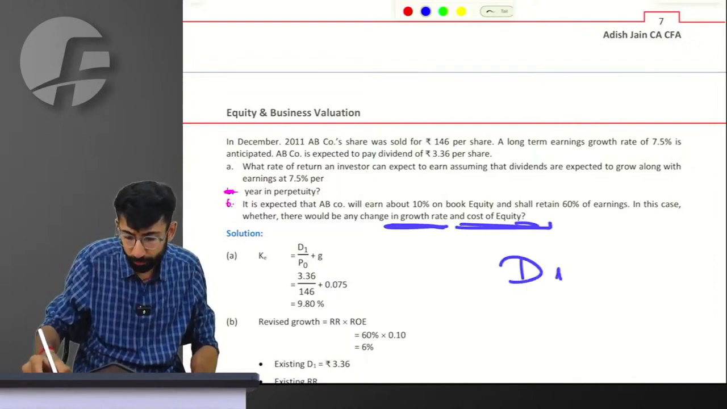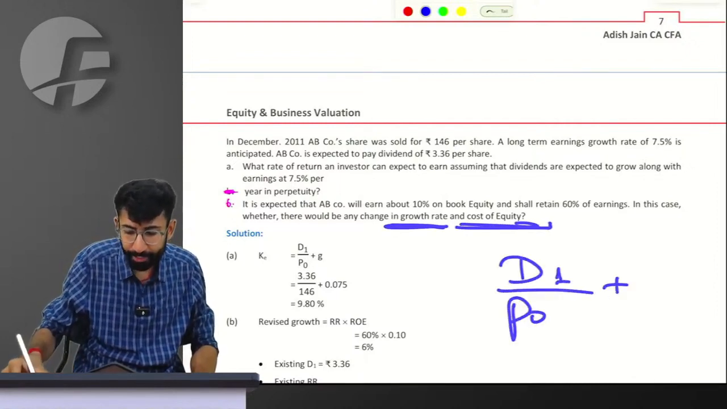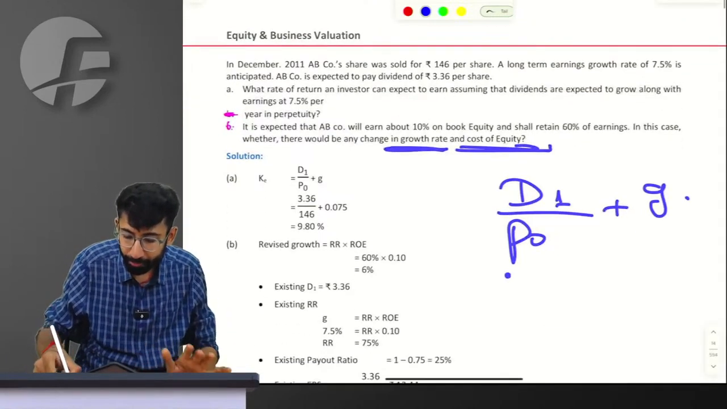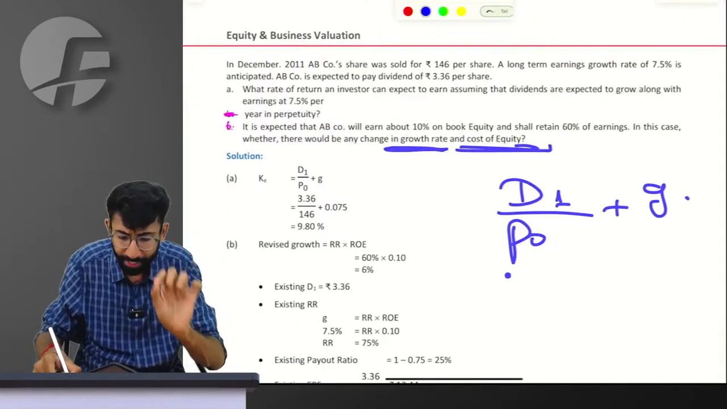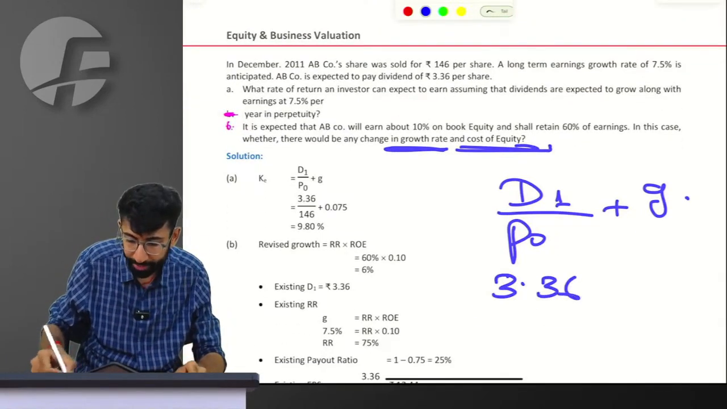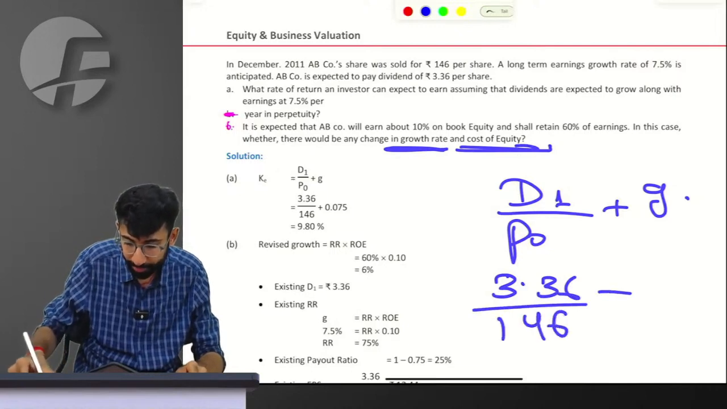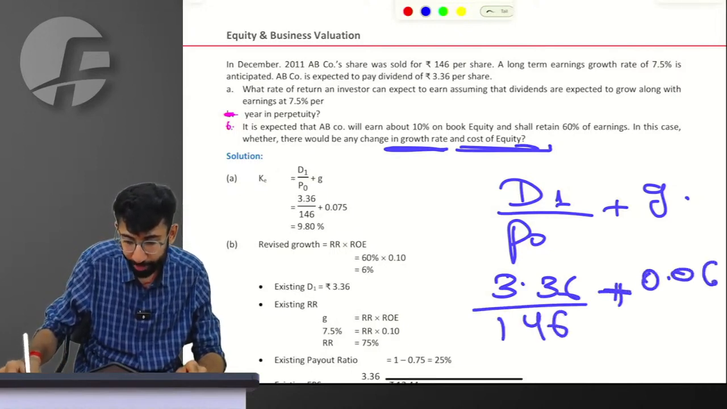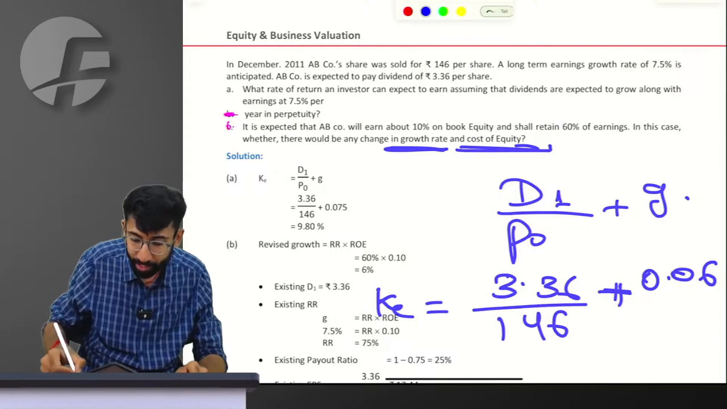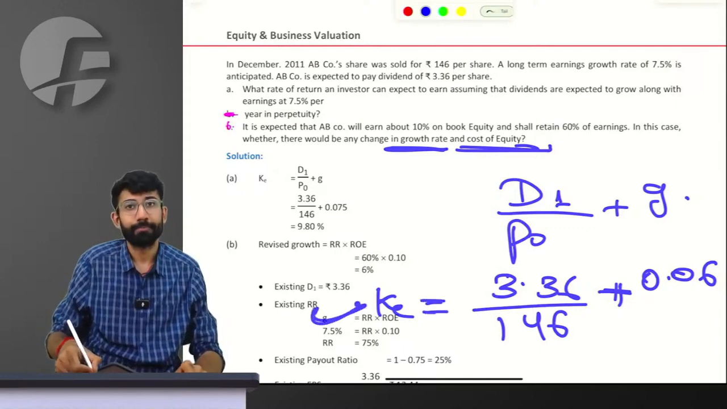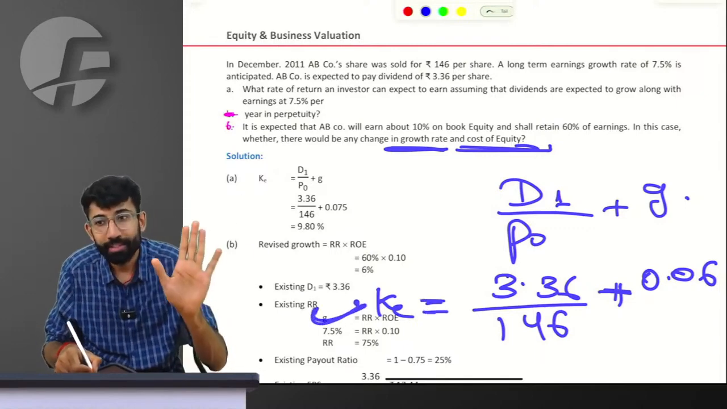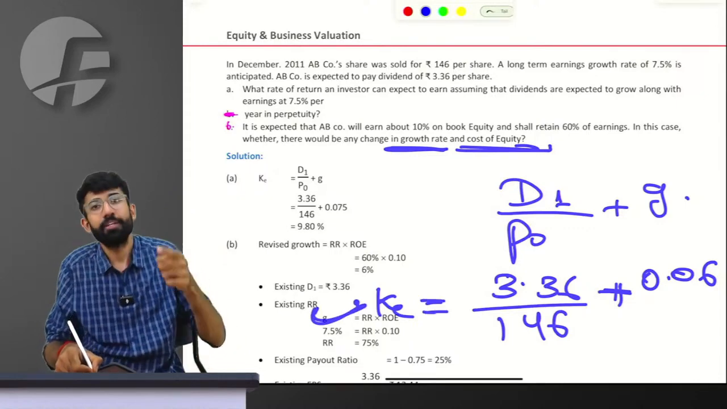Yes, because when I do D1 divided by P0 plus G, where my D1, for simplicity, I'm saying my D1 was 3.36 divided by P0 is 146. Now the growth rate will be 0.06. Will my KE change? Obviously, it will change. But not only this much, it will change further.